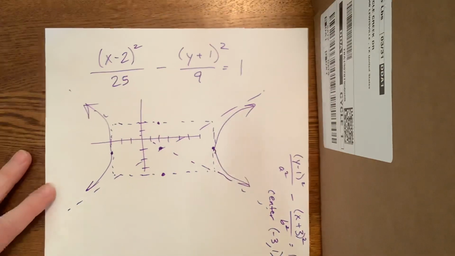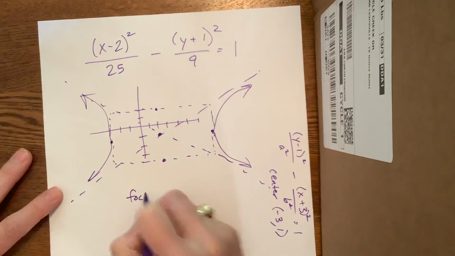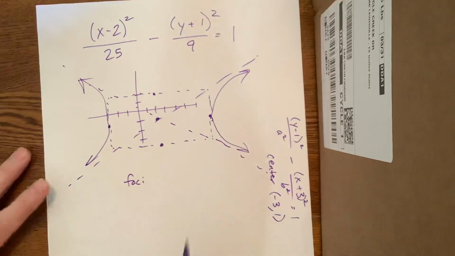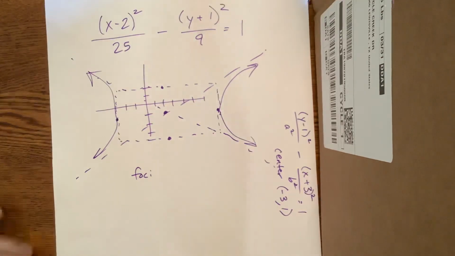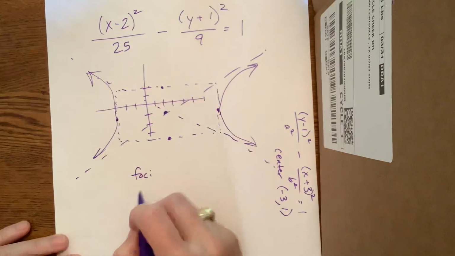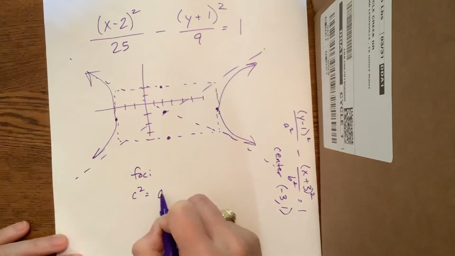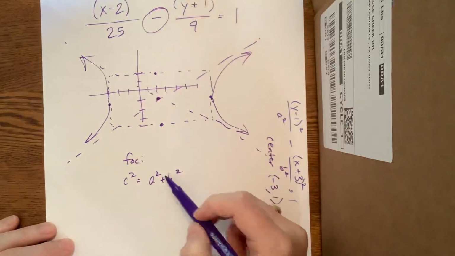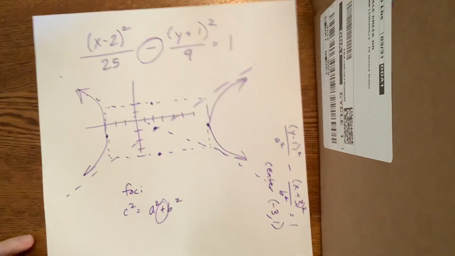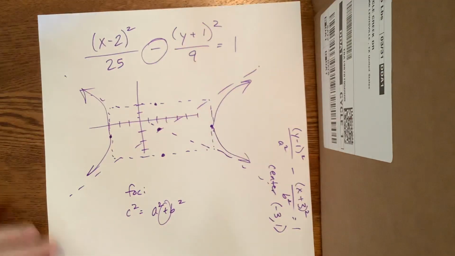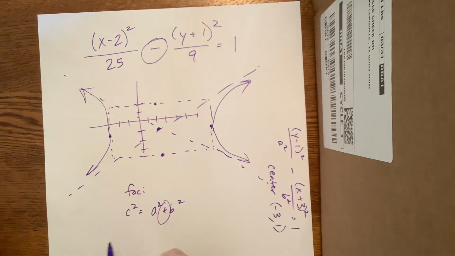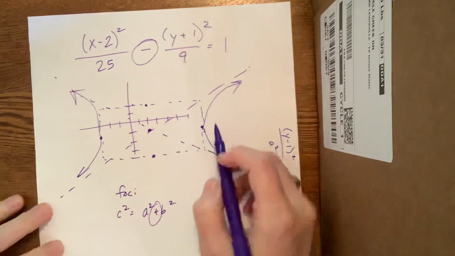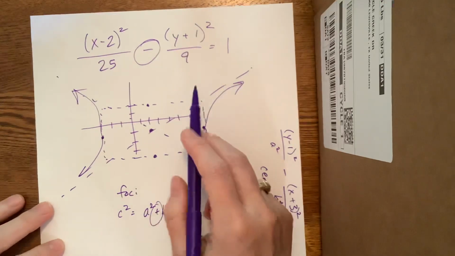Just a quick little reminder, if they ask you to find the foci, it's not going to be a nice pretty number because it's too early in the morning and I didn't plan it to be pretty. The foci are found with c squared equals a squared plus b squared. What I like to remember is that these things are opposites: if it's a minus here, it's a plus there. So 25 plus 9 is 34, and the square root of 34 is a little bit less than 6.